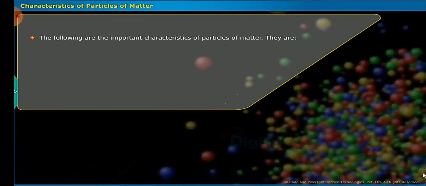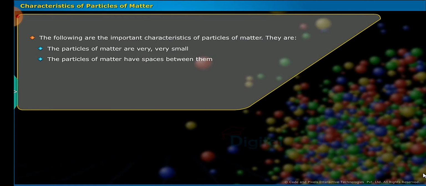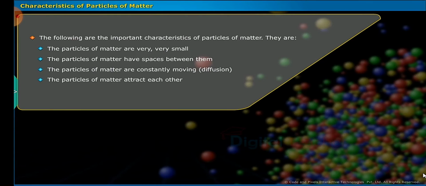The following are the important characteristics of particles of matter. They are: the particles of matter are very, very small. The particles of matter have spaces between them. The particles of matter are constantly moving, diffusion. The particles of matter attract each other. We will perform some simple experiments to show all the characteristics of the particles of matter in a later session of this module.